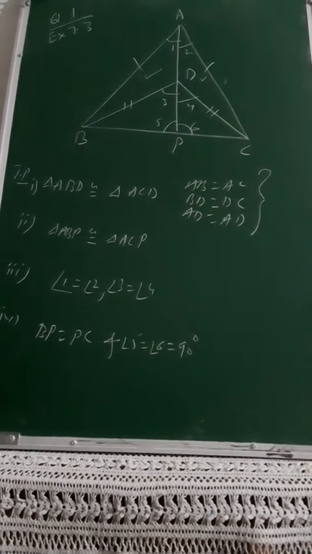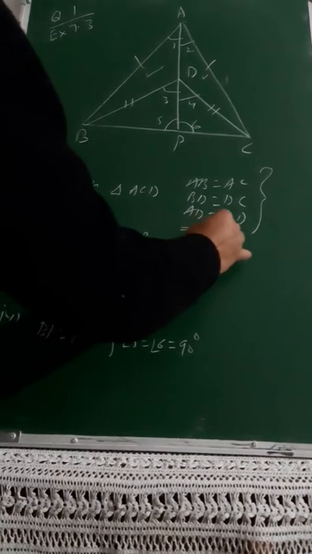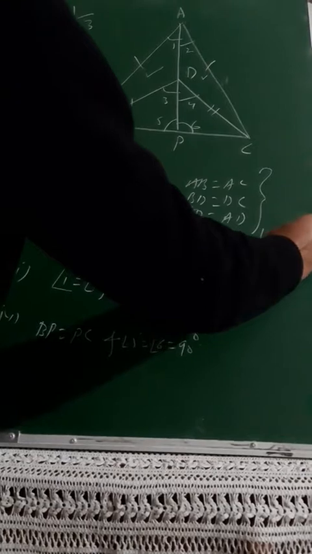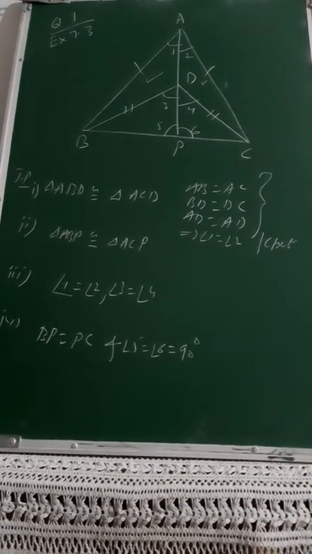So if these two triangles are congruent, you remember that I am writing here, this implies your angle 1 is equal to angle 2 by CPCT. In the next part, if you need, you can use the same.